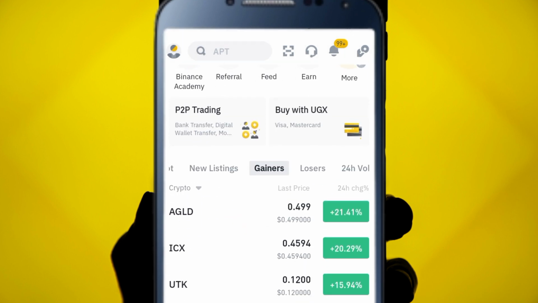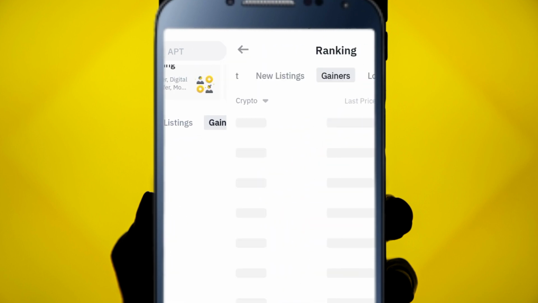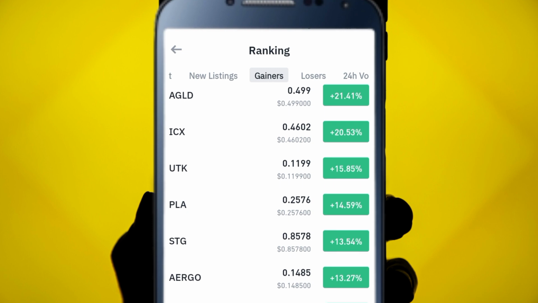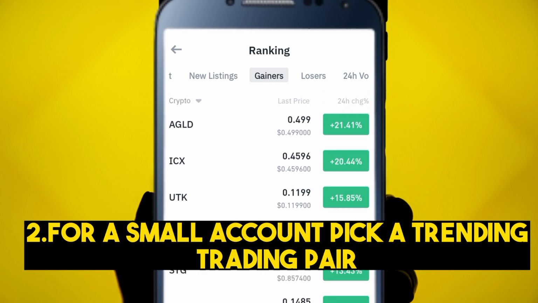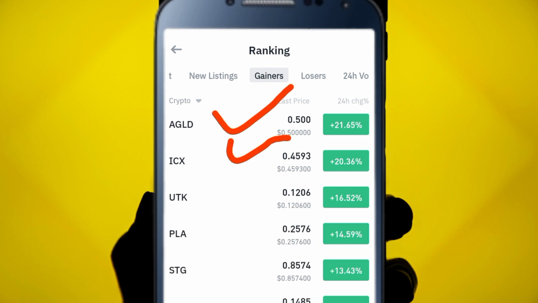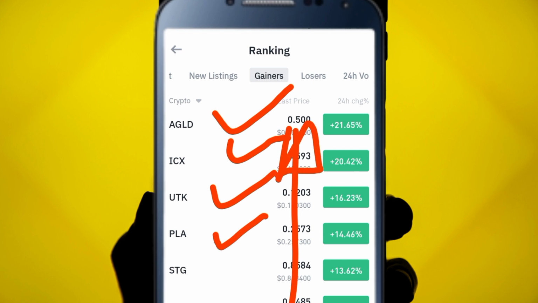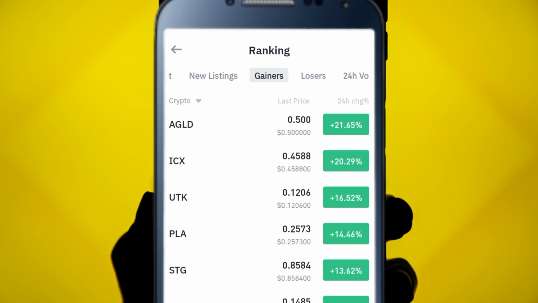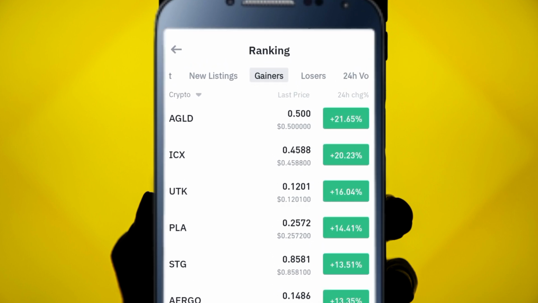When I click on gainers, now you can scroll through and view more. This is the list of coins that are really performing well in the last 24 hours. You can see over here it is showing the last 24 hours, and this is their percentage change in the last 24 hours. So you can see that we have coins like Algorand, we have ICX, we have UTK, you have PLA. You can choose any coin that you really want, but of course from this list, those are coins that are really doing well. So I would look at each coin that is doing well, and I would pick, for example, ICX. After picking that, I've made up my mind, I'm going to trade ICX today.